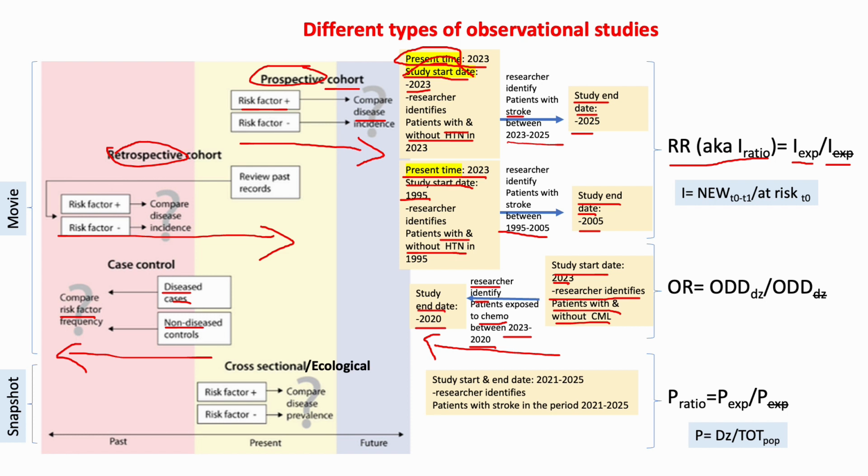So the statistical unit of measure of this type of study, so case control studies, is the odds ratio, which is the odds of developing the disease divided by the odds of not developing the disease.